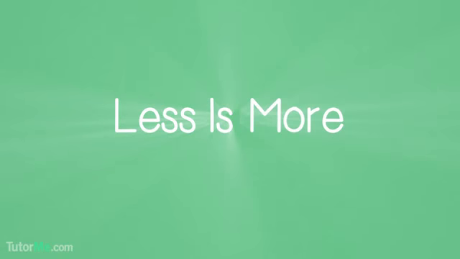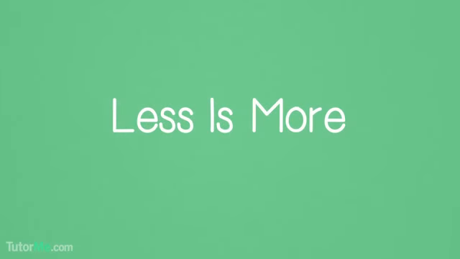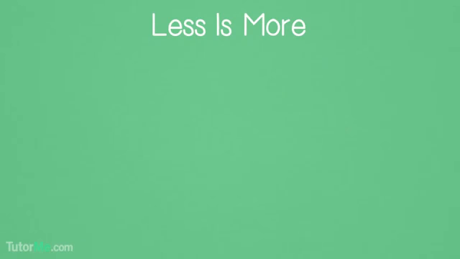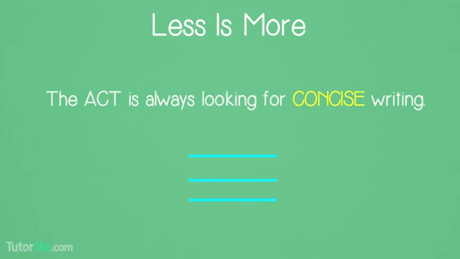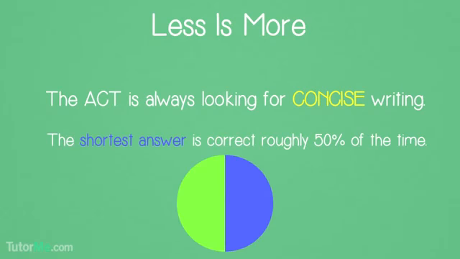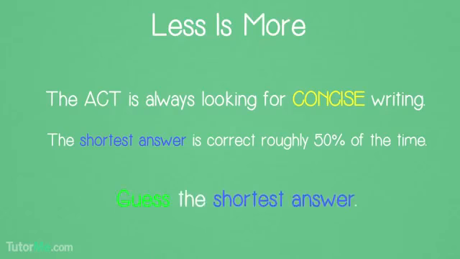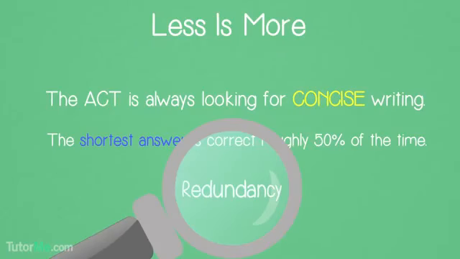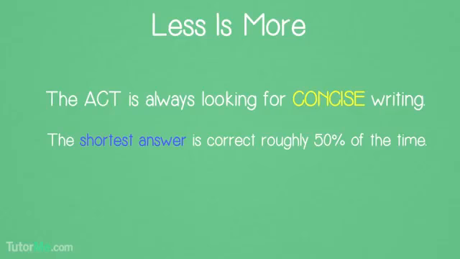Finally, and this is the golden rule of the ACT English test, less is more. The ACT is always looking for not just the answer that is grammatically correct, but also the one that is the most concise. The shortest answer is the correct answer roughly 50% of the time. This means if you have to guess on a question, you should guess the shortest answer. Always be on the lookout for redundancy, using more words than is necessary to say something. Omit is usually a safe choice. If a question has the answer choice, omit the underlined portion, odds are that it's the correct answer.